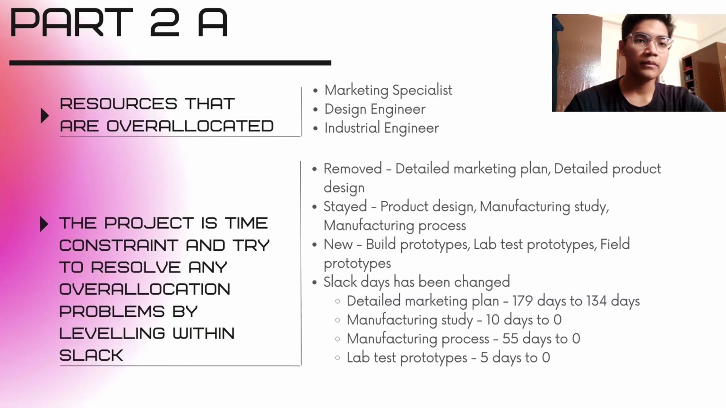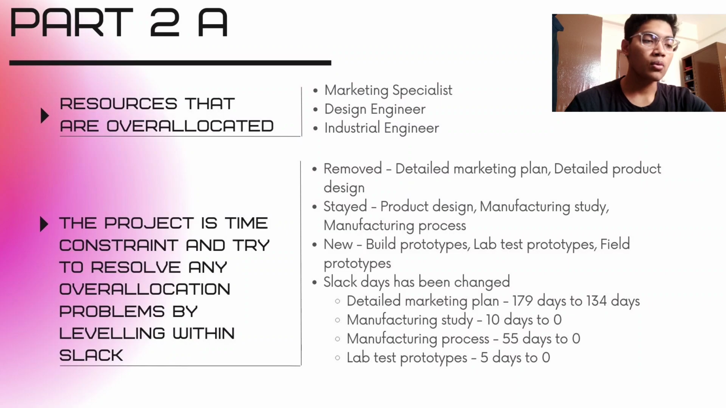On to part 2A, the resources allocated include a marketing specialist, a design engineer and an industrial engineer. The project is time constrained and we try to resolve the allocation problem by leveling within slide. We remove the detailed marketing plan and detailed product design. The states are product design, manufacturing study and manufacturing process. There are new activities: building prototype, lab test prototype and field prototype. The slide details have been changed.